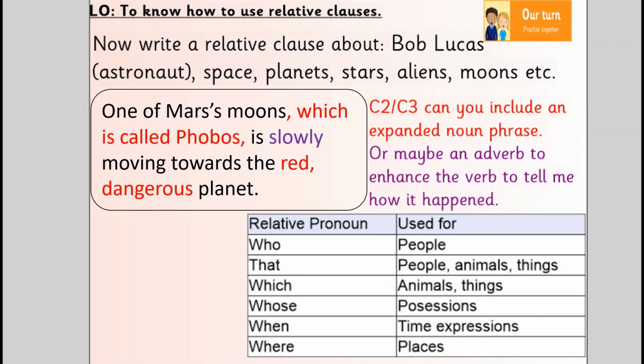So when you go to write your own sentences about space, you can have an embedded relative clause or a relative clause that goes at the end of the sentence. Just make sure that you have a main clause to start with and then you add additional information afterwards. If you're struggling to think of a simple sentence or a sentence just about space, what you could do is Google some space facts and then use those to create a relative clause if you'd like. So pause the video here, it's now your turn, off you go.